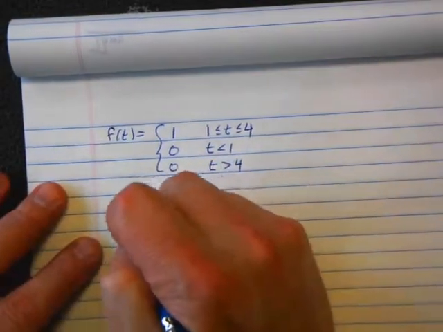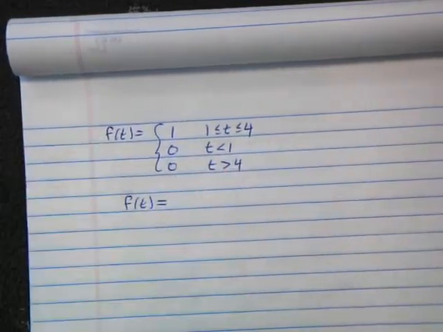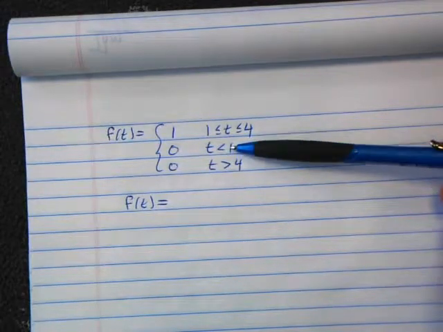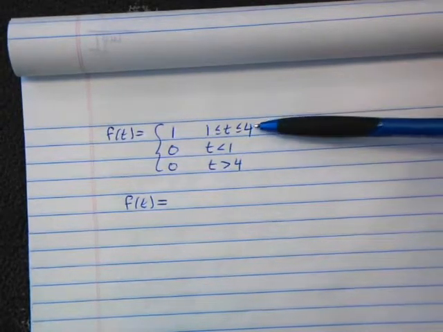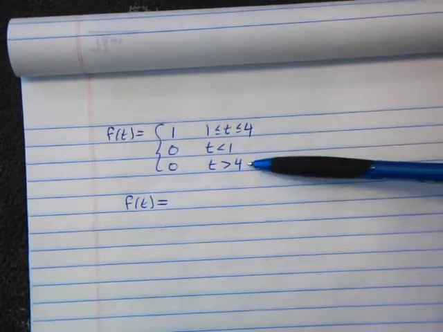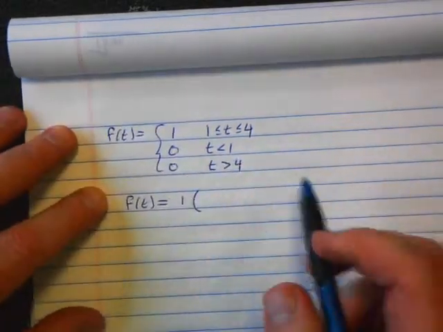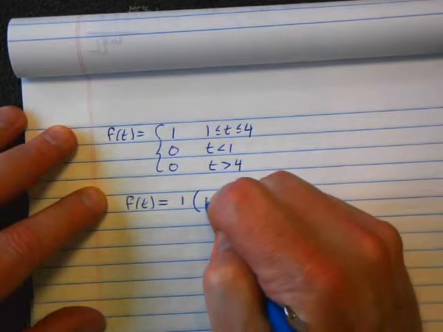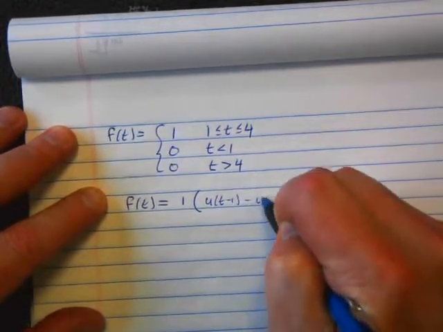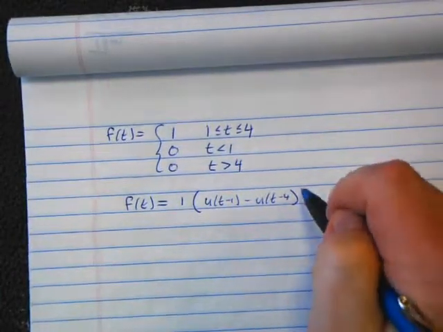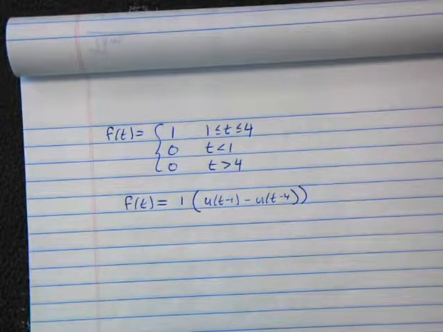So how do we write that function using the u notation? That's right, because this one's off at the beginning, then it's on for a little while, and then it's off again. So our function is 1. That's not very interesting. And then we subtract, so we're going to have u of t minus 1 minus u of t minus 4. So before you can find Laplace transforms, you have to rewrite your function using the u notation.